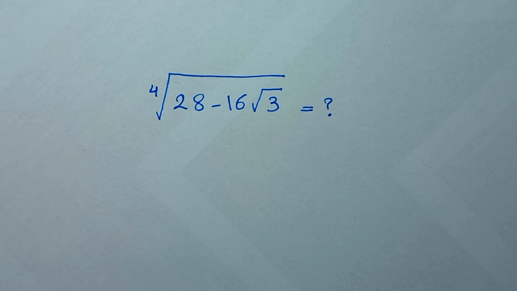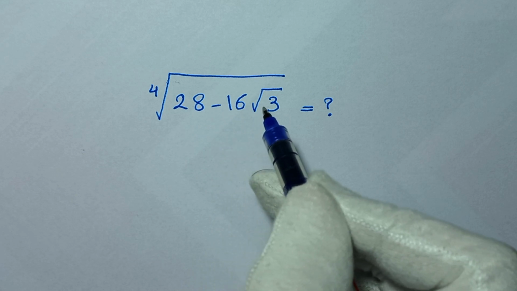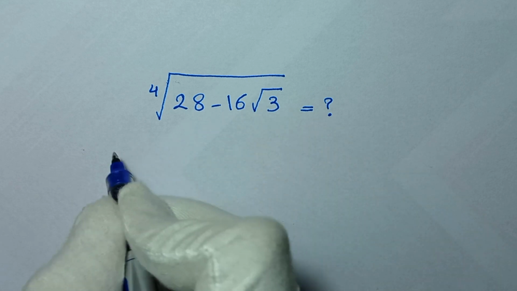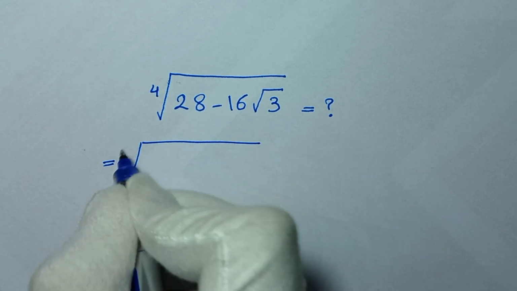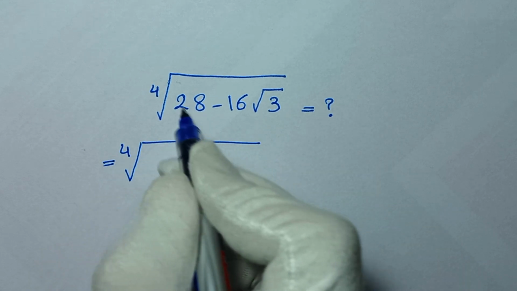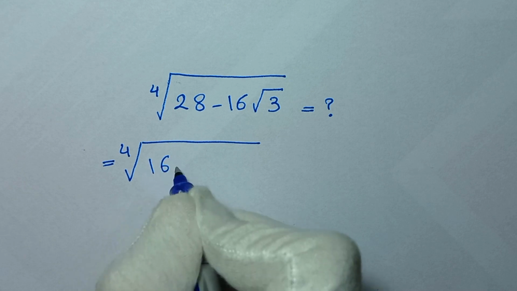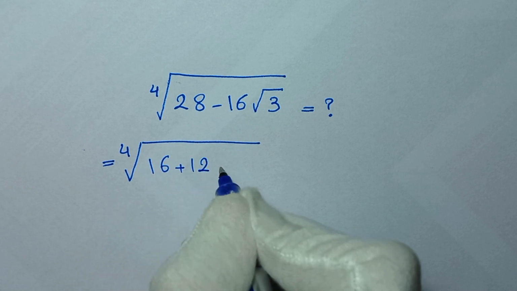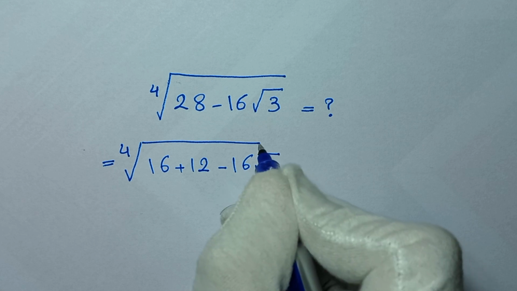Hello my friends, you're welcome to solve this math problem: simplify the 4th root of 28 minus 16 square root of 3. In the first step, this is equal to the 4th root of 28, and we can write 28 as 16 plus 12, and minus 16 square root of 3.